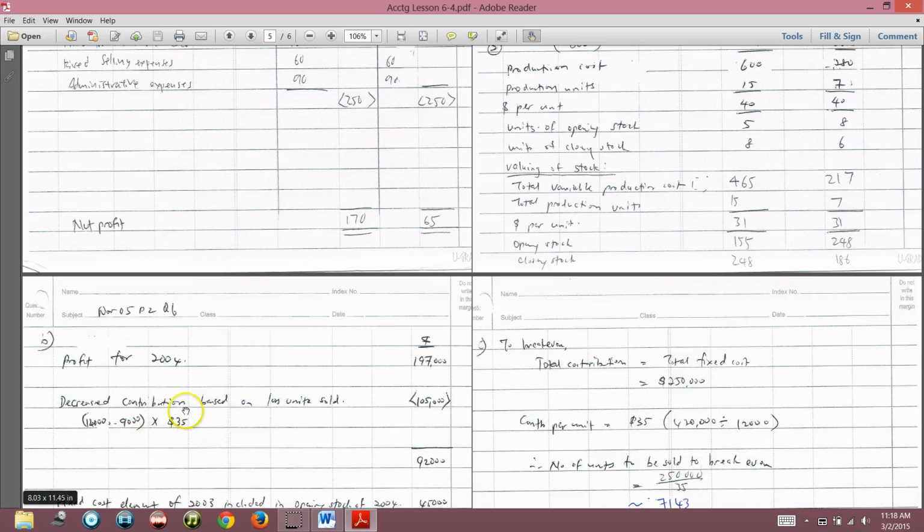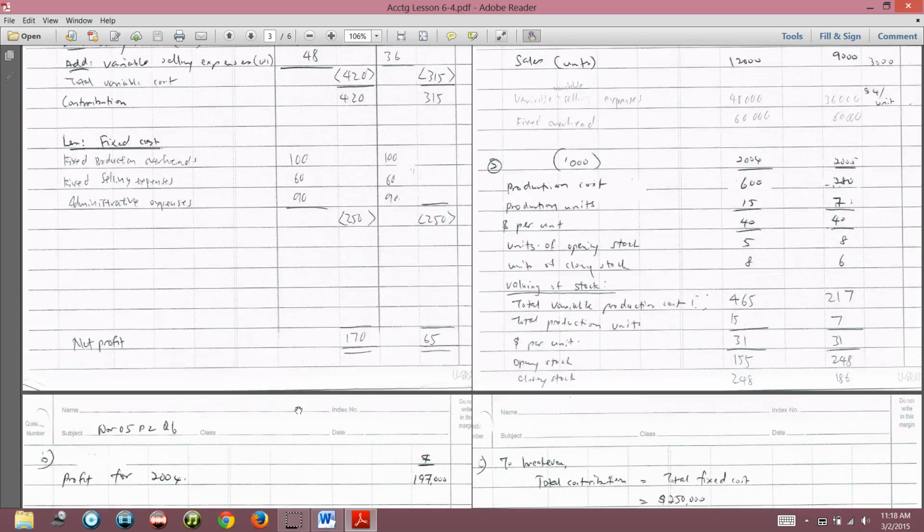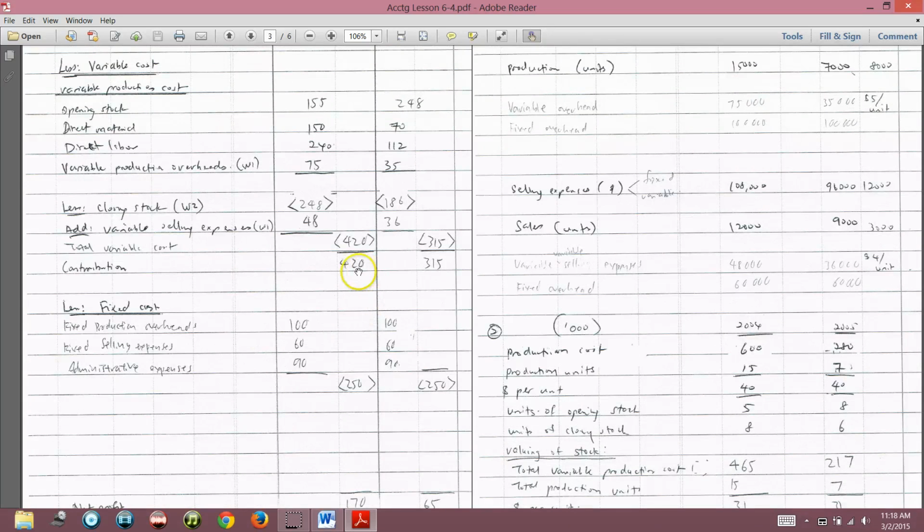Okay, decrease in contribution based on fewer units sold. So that means we are basing on contribution. How much is the contribution per unit sold? You take 420 divided by the sales figure of 12, that is 35. And 315 divided by sales units of 9 is 35. So now I know that the contribution per unit sold is $35.